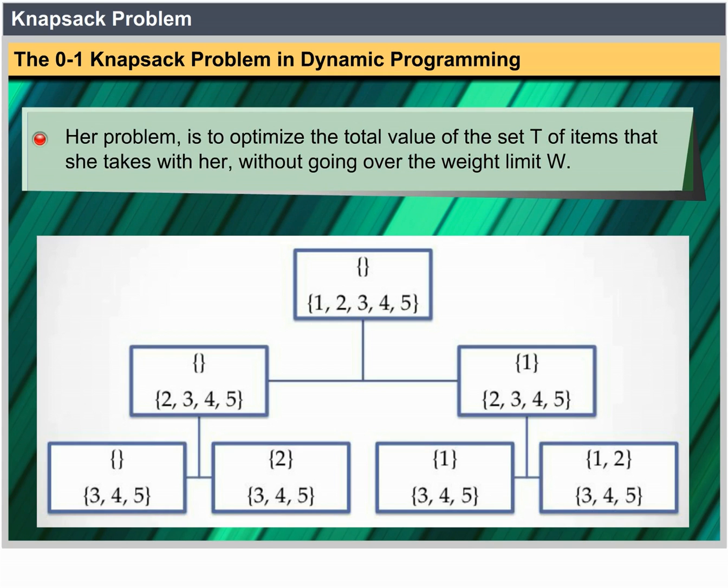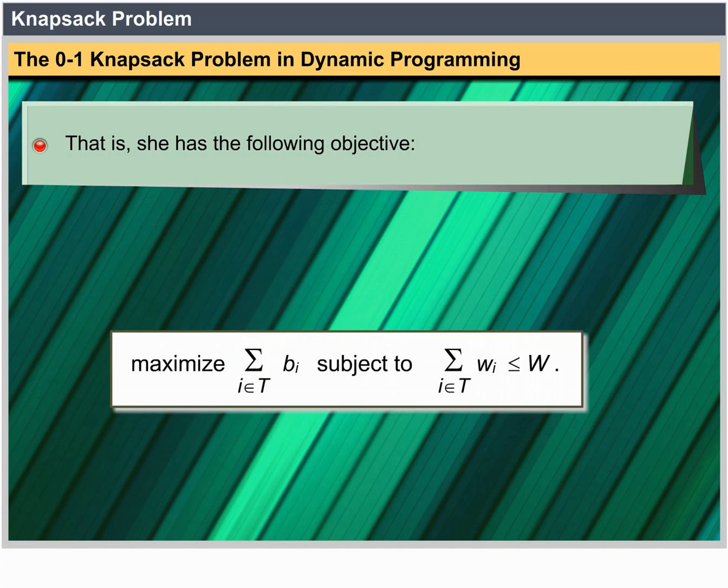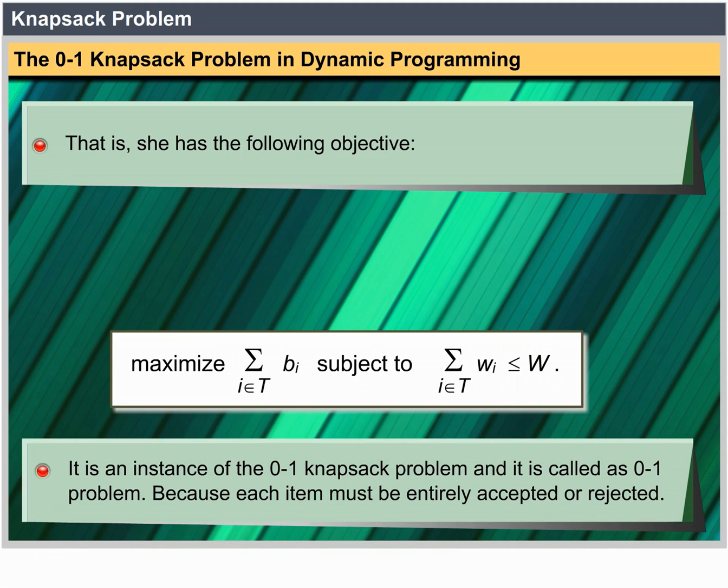Her problem is to optimize the total value of the set T of items that she takes with her without going over the weight limit W. That is, she has the following objective: maximize the summation over i belonging to T of bi, subject to the summation over i belonging to T of wi being less than or equal to capital W. It is an instance of the 0-1 knapsack problem, and it is called the 0-1 problem because each item must be entirely accepted or rejected.